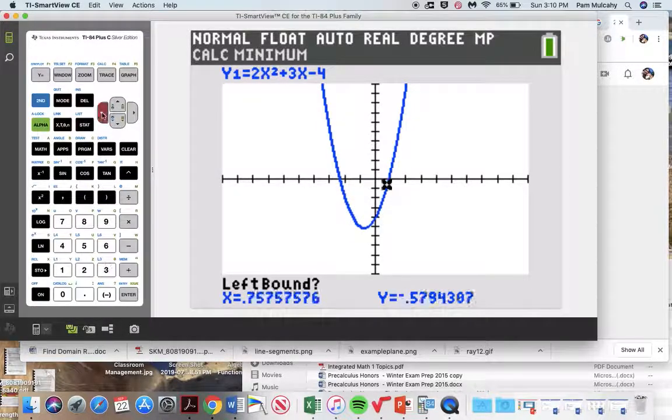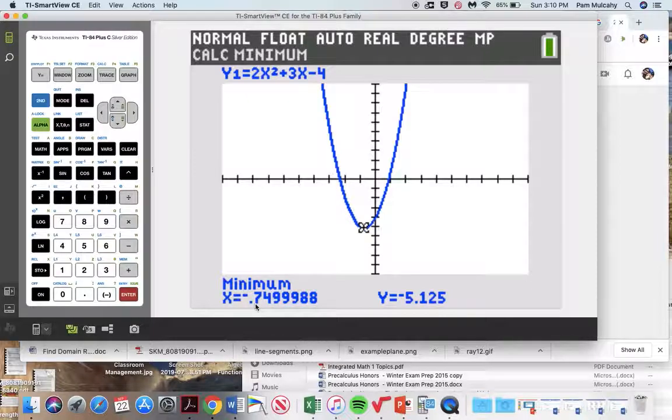So once again, I see the left bound question at the bottom of my screen. So I'm going to move my cursor so it's a little bit to the left of the x value I'm looking for and choose enter. And then I'm going to move my cursor so that it's a little bit to the right of it and hit enter. And then you see again that the minimum value is in between these two dotted lines. And then you simply hit enter again.